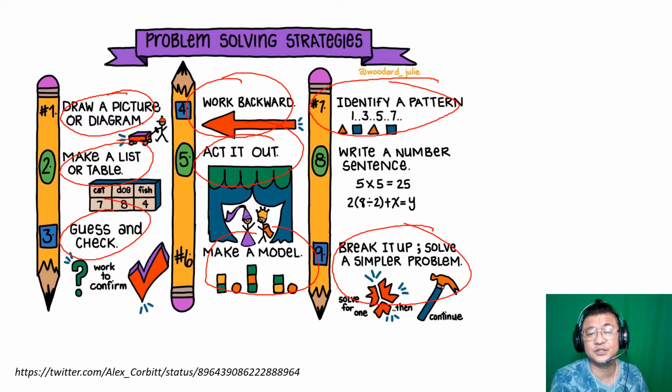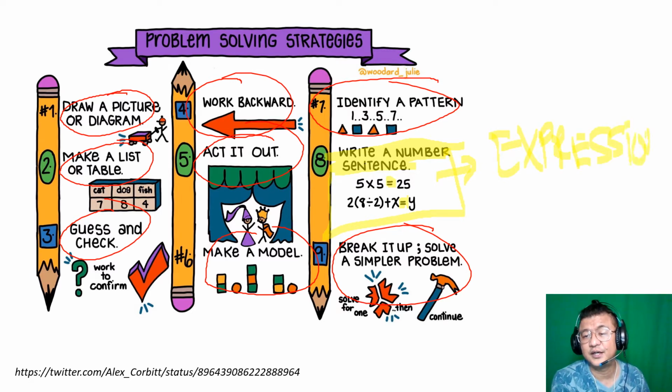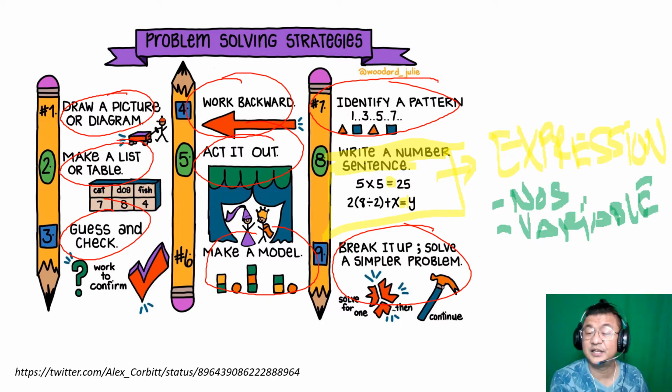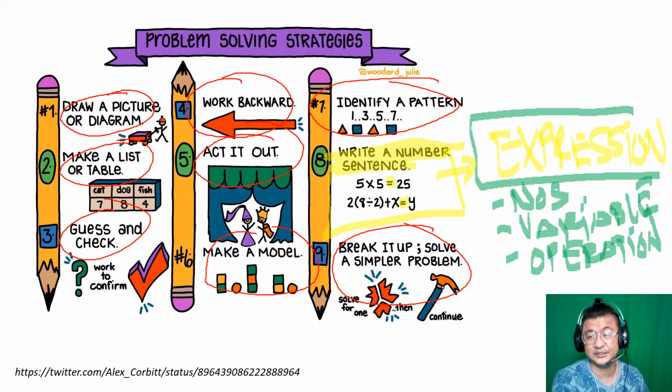But today's focus is what? Writing a number sentence or an equation with an equal sign. But our focus is the one without the equal sign. We can also write an expression. An expression has numbers, has variable or variables like X, Y, Z, and it also has an operation: plus, minus, times, divide. Okay? But no equal sign. So our focus is how to write an expression.